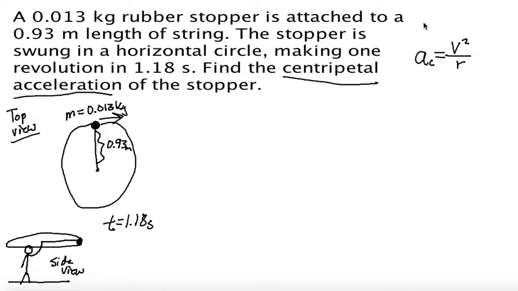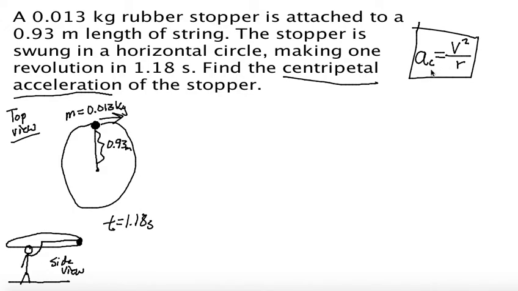If we look at our equation here, I can figure out the centripetal acceleration by taking the velocity of the object squared and dividing it by the radius of the circle. Well, I know the radius of the circle because I know the length of the string, 0.93, so I know this part of it. But the question does not give me the velocity. I don't know how fast it's moving around here, at least not right off the bat.